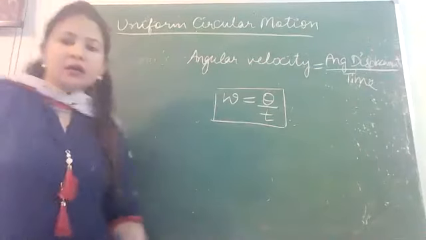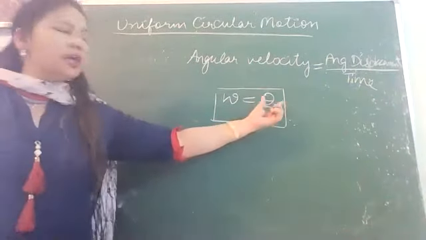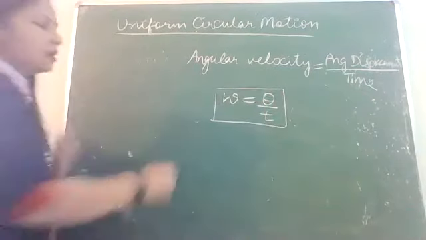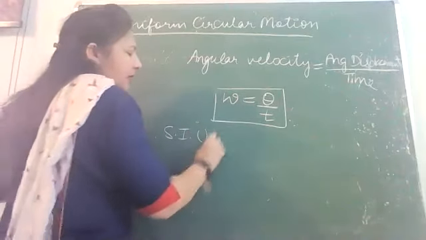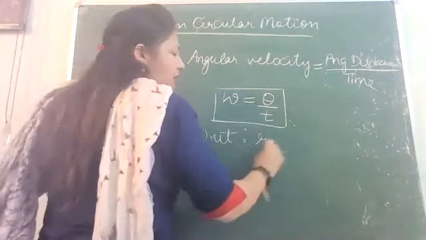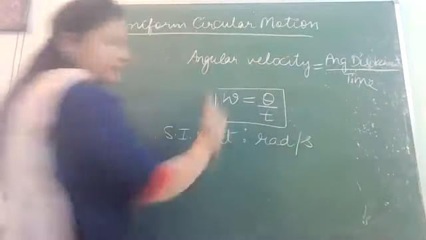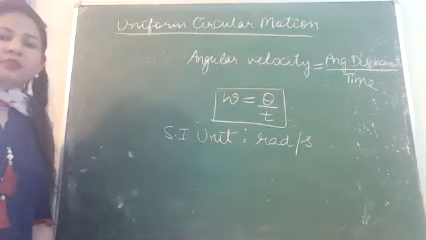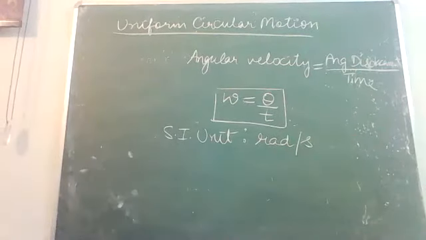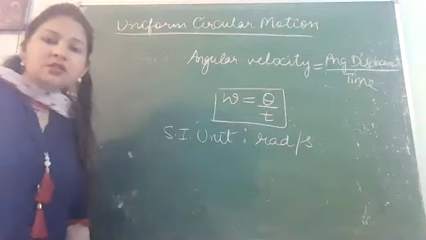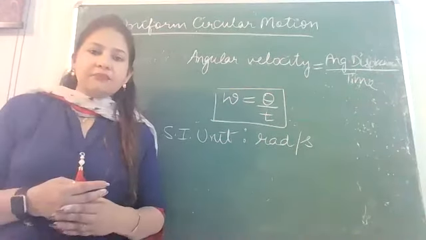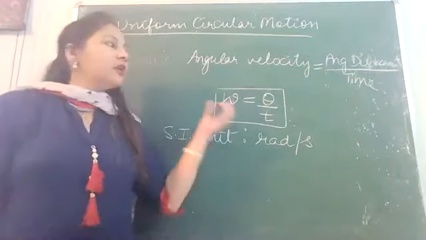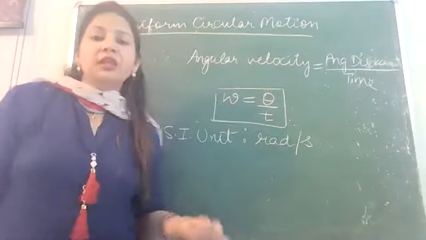So what will its unit be? If you know the formula, you can write the unit. The unit of angle is radian, and of time is second. So its unit becomes radian per second. The SI unit of angular velocity is radian per second. Is that clear, students? So we have done two types of velocities in this chapter, linear velocity and angular velocity. Linear velocity is v, angular velocity is omega. Look at the relation between the two.